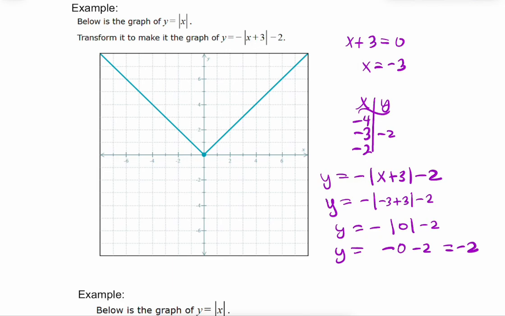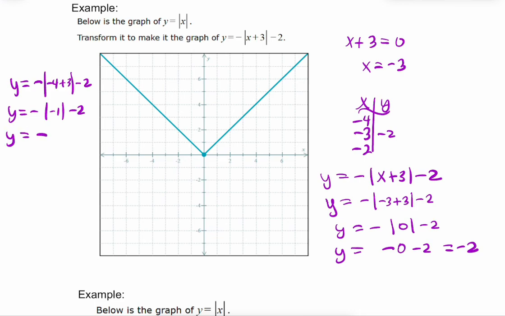Okay. Now let's plug in -4. I'm going to do it over here on the side. So we would get y equals the negative absolute value of -4 plus 3 minus 2. Now let's follow order of operations. We're going to get an answer inside of our absolute value first. So we're going to get the absolute value of -1 is what's in that absolute value. The absolute value of a negative becomes a positive, right? But there's a negative in front.